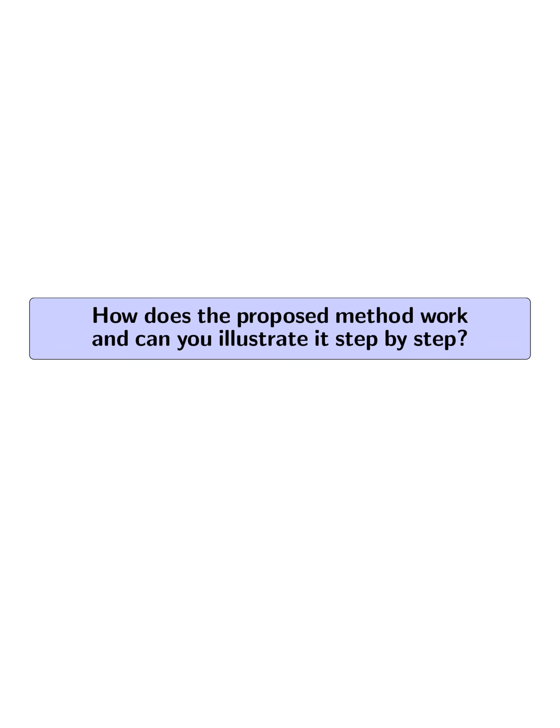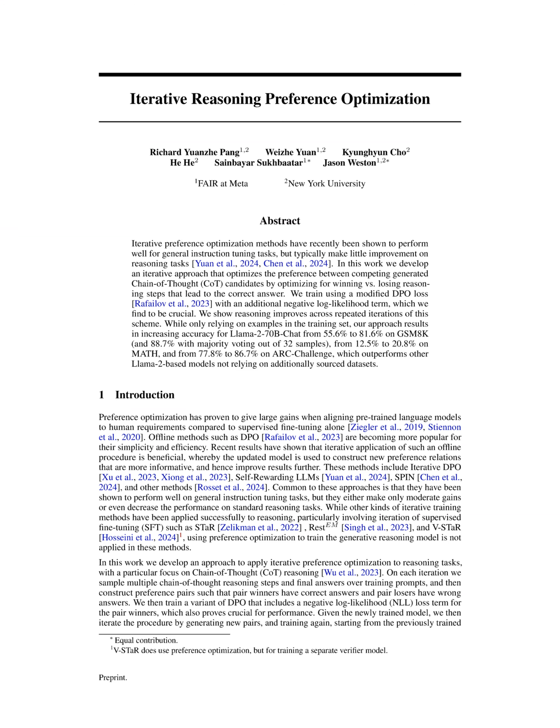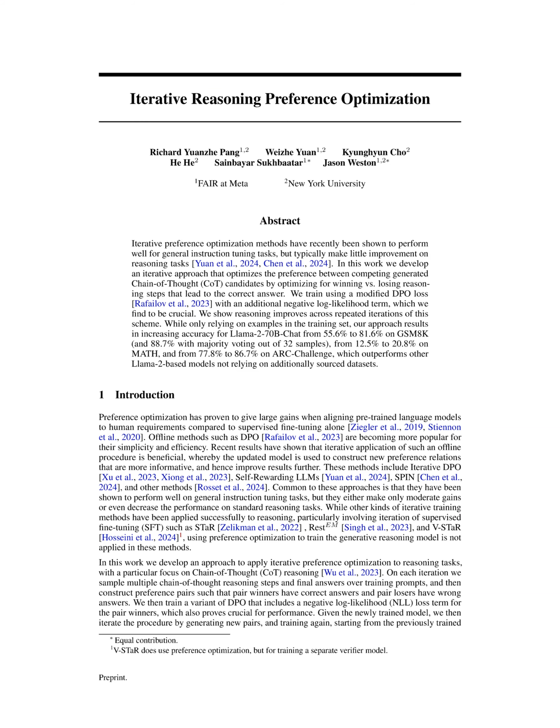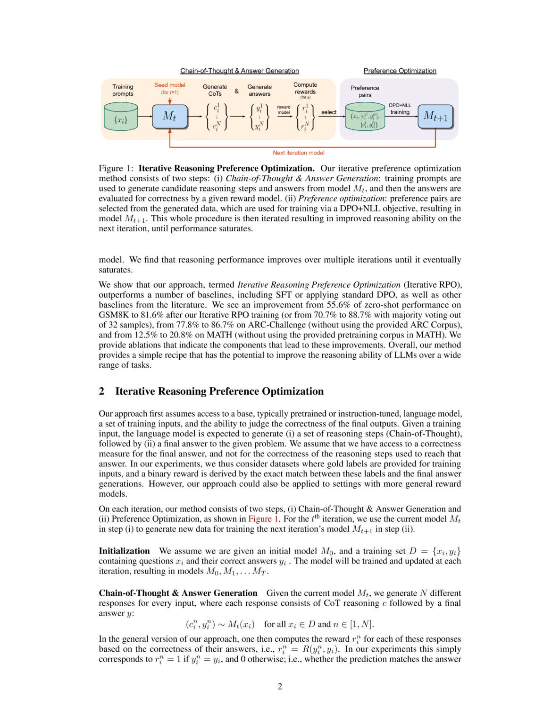How does the proposed method work, and can you illustrate it step by step? The proposed method, Iterative Reasoning Preference Optimization, Iterative RPO, works by iteratively training a language model on reasoning tasks, specifically focusing on chain of thought, COT, reasoning. The process involves two main steps on each iteration: chain of thought and answer generation, and preference optimization. 1. Chain of thought and answer generation.